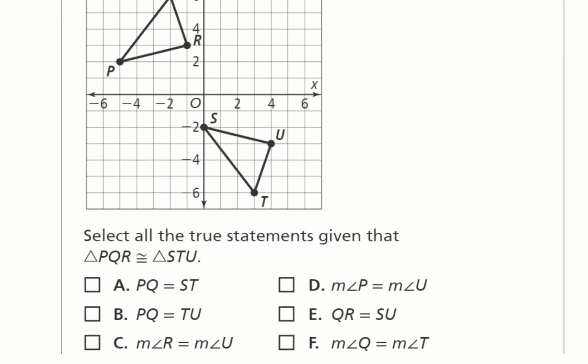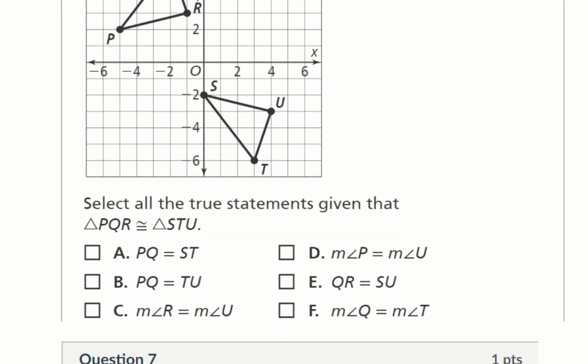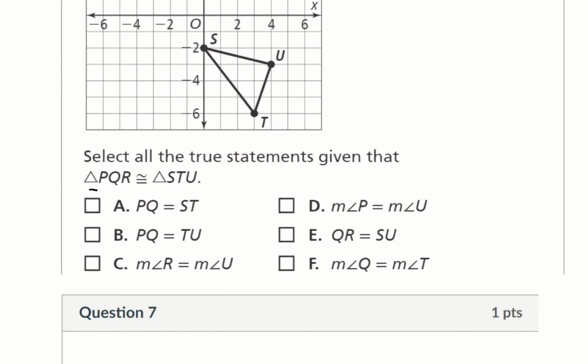Select all the true statements given that triangle PQR is congruent to triangle STU. We don't really need the diagram for this. All we need is the congruence statement, which is plenty. From this statement, we can write down tons of statements.